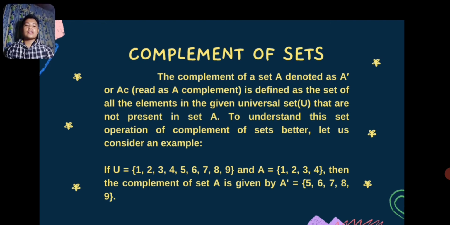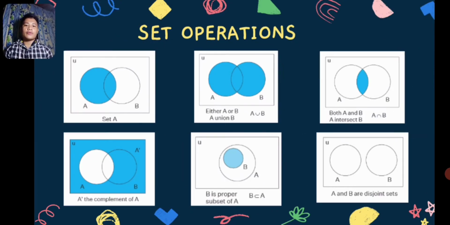Next we have set operations. The image shows various set operations with the help of Venn diagrams. It is clearly shown that the first figure shows the set A, so only the shaded part of the figure is set A. In the second figure, set A and set B are joined together as a union of sets. It is a representation of a union of sets.